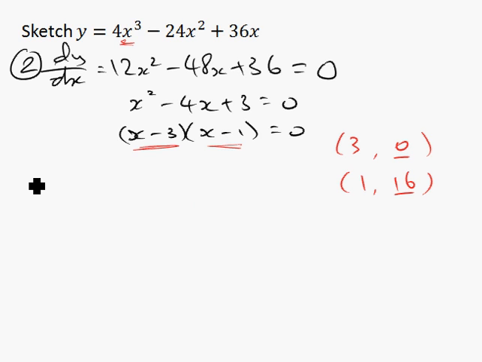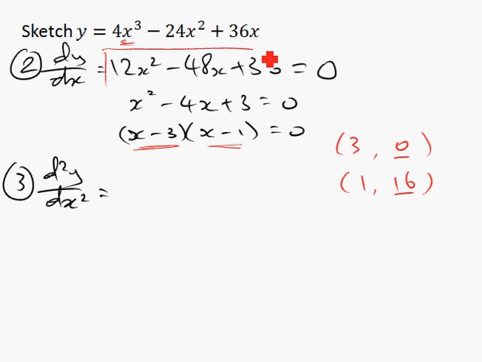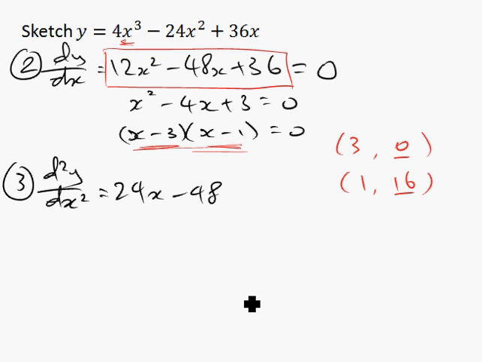Now, step number 3. What do I need to do? Differentiate one more time. d²y/dx² equals... it's easier to use this equation to do the differentiation. Okay, it's easier. Please don't use this one. Okay, this one just makes your life miserable. So use the one in the red box. Bring down the 2, 24x. This one I get minus 48, and then that's it.